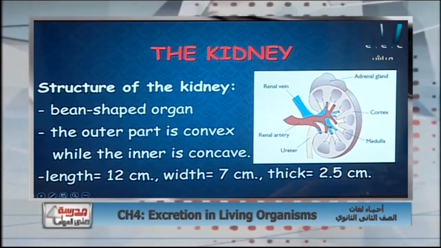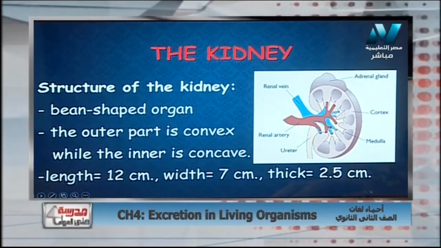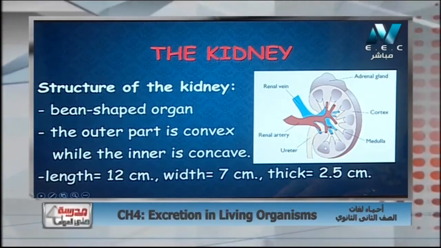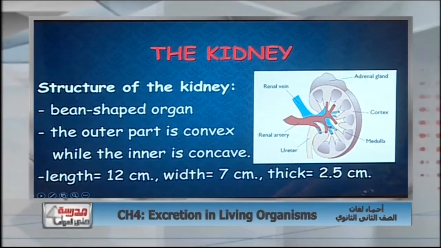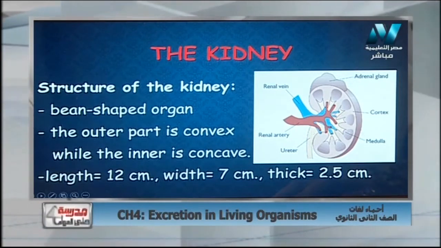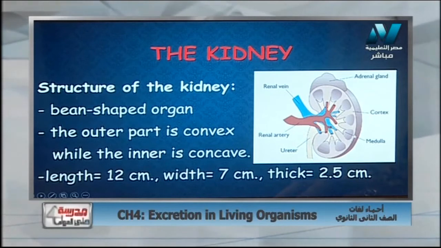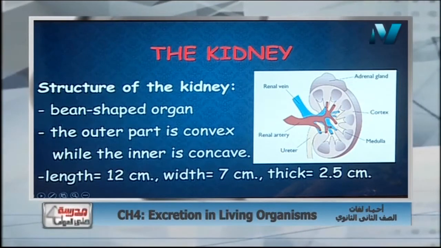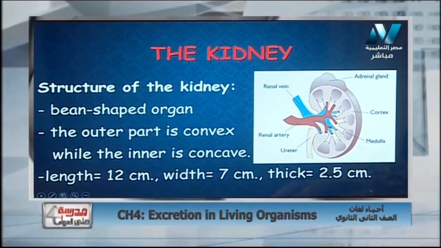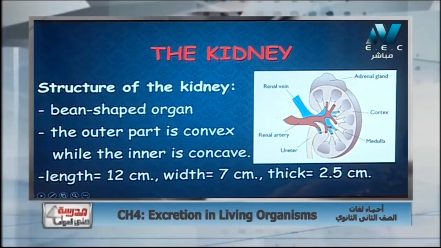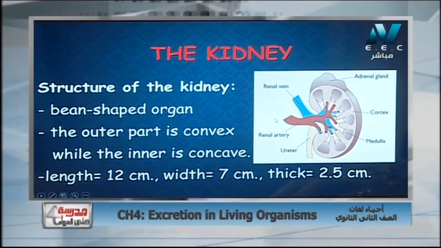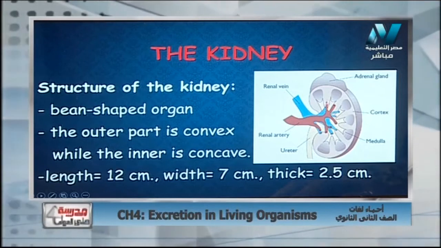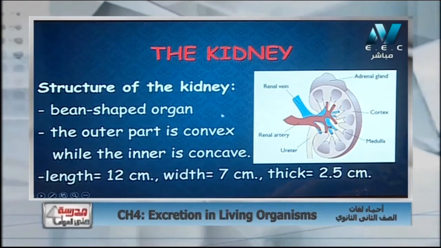If we measure the dimensions of the kidney, we find its length is 12 centimeters, its width is 7 centimeters, and its thickness is 2.5 or 3 centimeters. And as you see, the kidney is connected with blood vessels. The blood vessel which carries the blood to the kidney is called the renal artery, and the other one which carries the blood away from the kidney is called the renal vein.